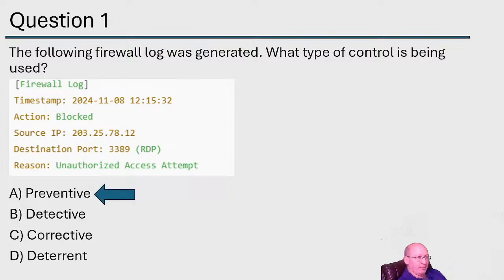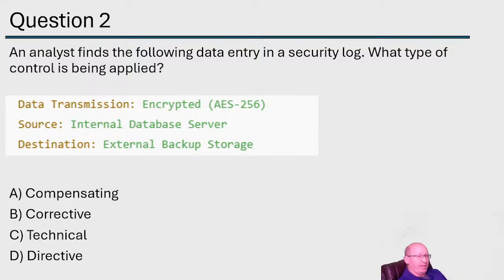All right, moving on. Question number two. An analyst finds the following data entry in a security log. What type of control is being applied? We see the data transmission, encrypted AES-256, pretty standard, internal database server, and external backup storage.